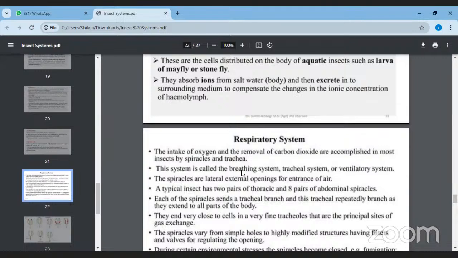So diffusion means whatever air enters into the body will be taken up by the body tissues to maintain sufficient oxygen for them. It is a passive form of ventilation where the trachea and the tracheoles receive oxygen, and CO2 is left out into the environment.